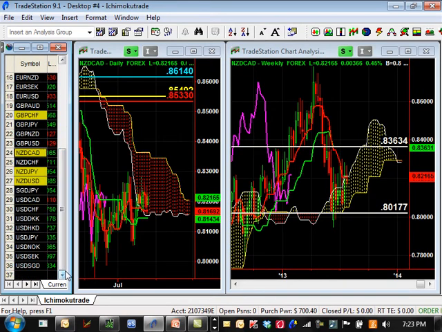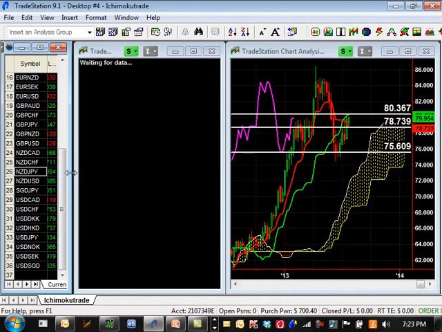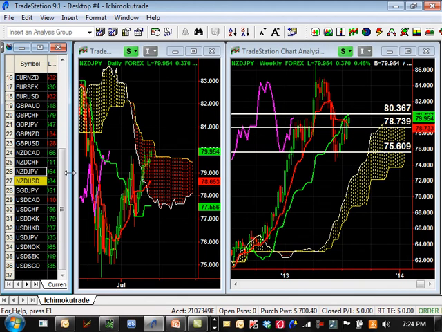New Zealand CAD, really not doing anything here except ranging between 80.17 and 83.83, 83.63. New Zealand Swiss, not doing anything except ranging between 72.11 and 75.47. New Zealand Yen, not doing anything here.